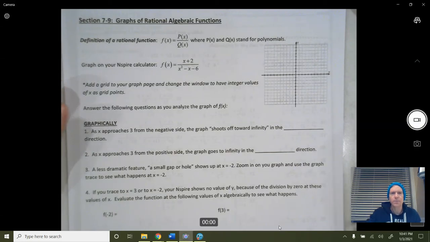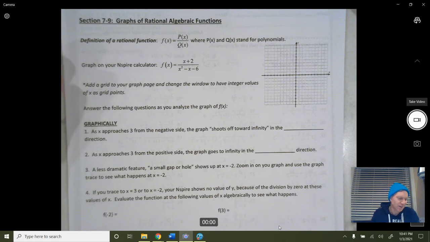Good morning and welcome to section 7-9. We had done most of chapter 7, but we left 7-9 because it's a really important graphing section.